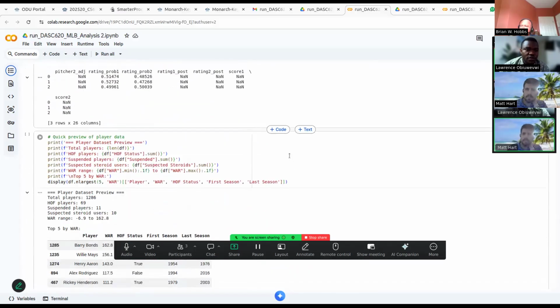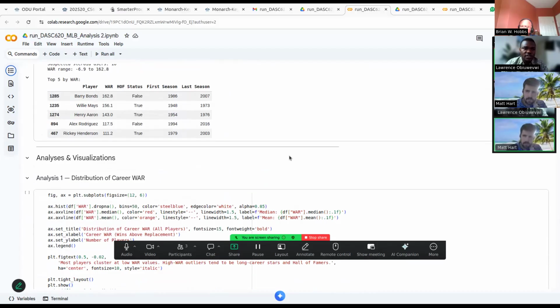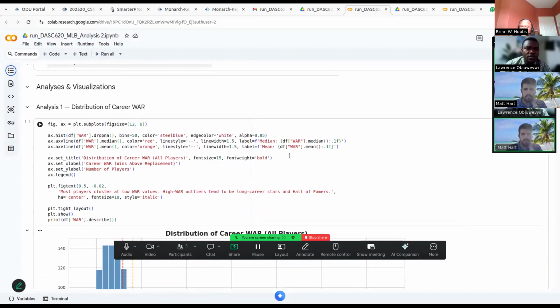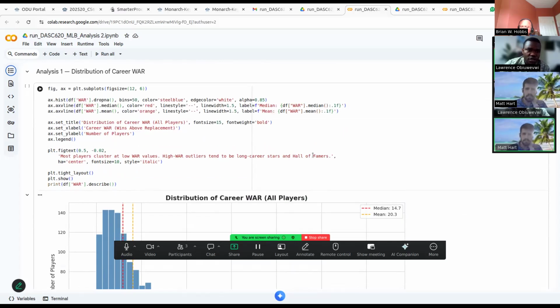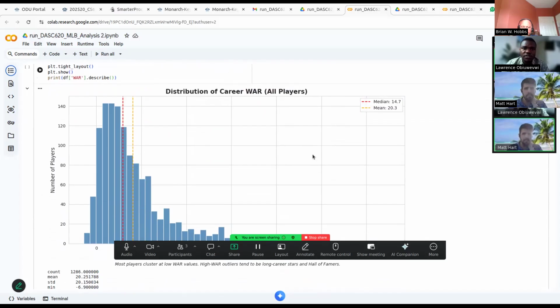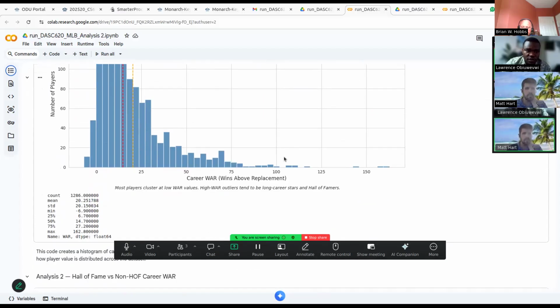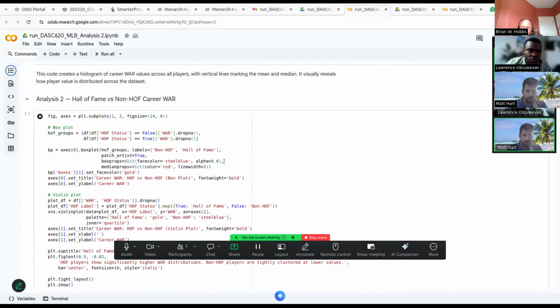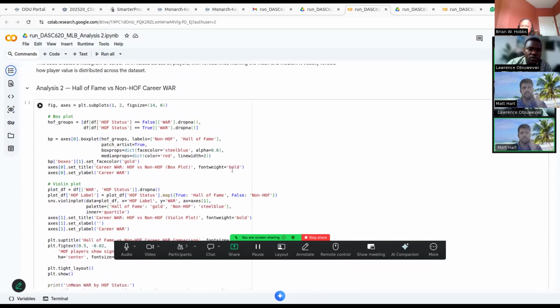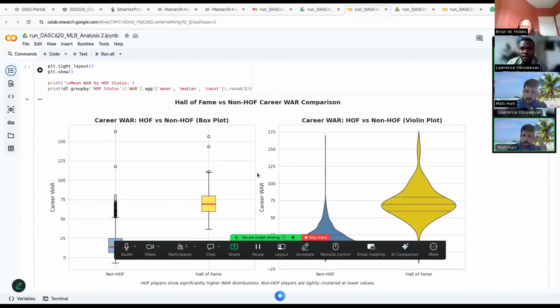Then the analysis and visualization, we had 1 to 14 analyses. The first one was the distribution of career WAR. Here we just plotted out the distribution of career WAR for all of the players. And then analysis two, we had the Hall of Famers and the non-Hall of Famer career WARs. So we plotted them to compare both of them in violin plots.